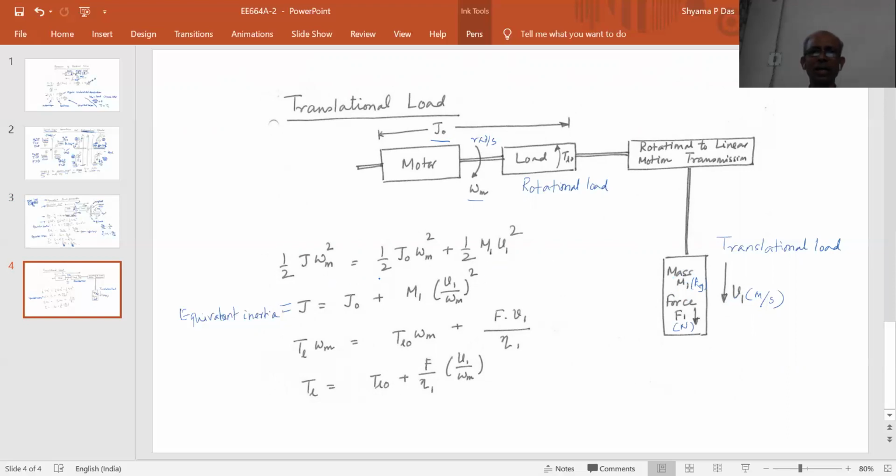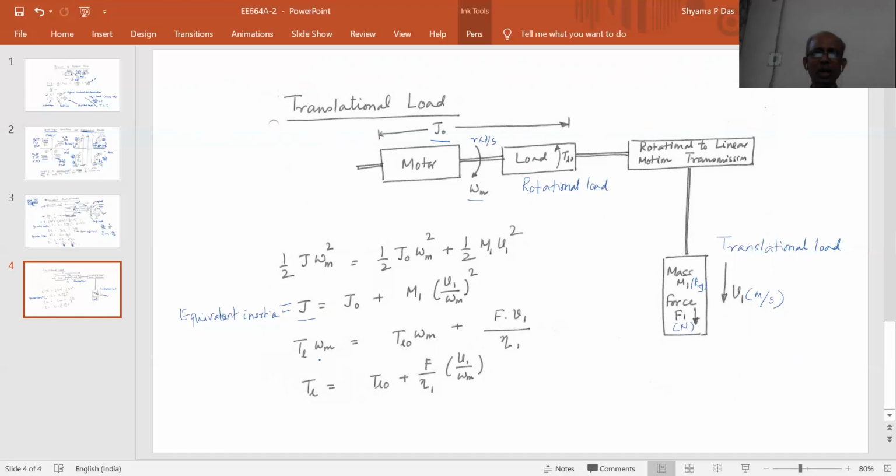So the total kinetic energy is the sum of the two individual kinetic energies. If we divide both sides by omega m square, we get J equal to J naught plus m1 times v1 by omega m, whole square. This is the equivalent inertia seen by the motor.